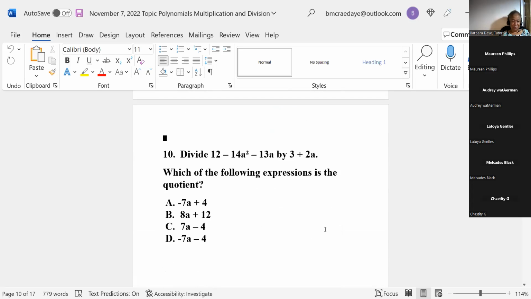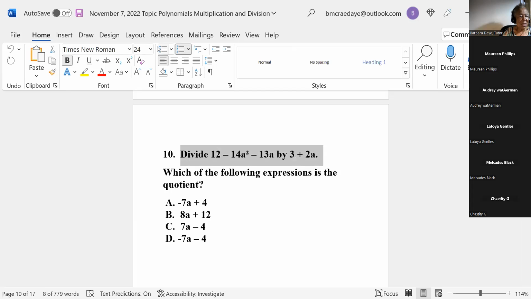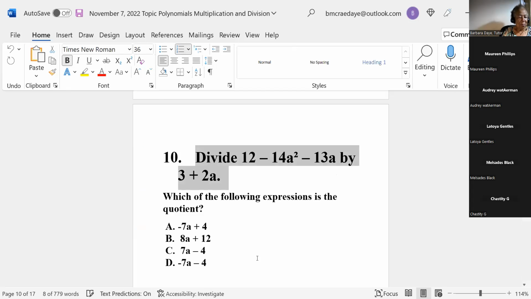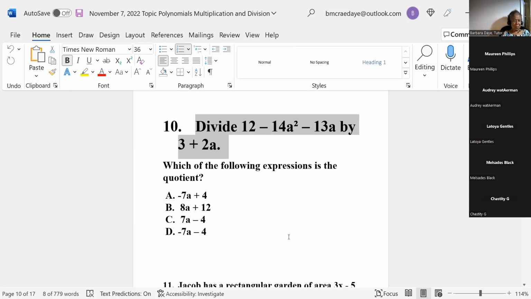Latoya, are you there? Okay, I'm here. How did you solve number 10? There's more than one way to do it, but tell us how you solved number 10. I divided. Okay, she did the division.